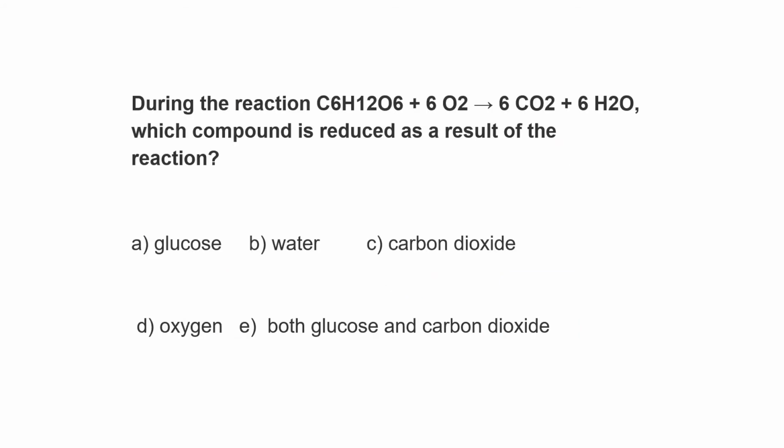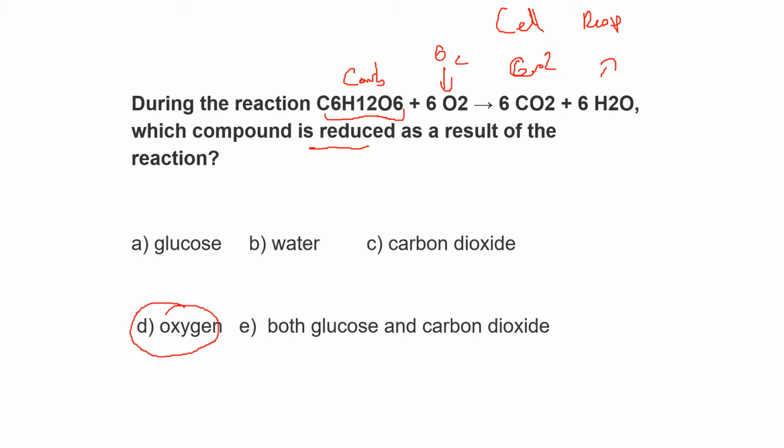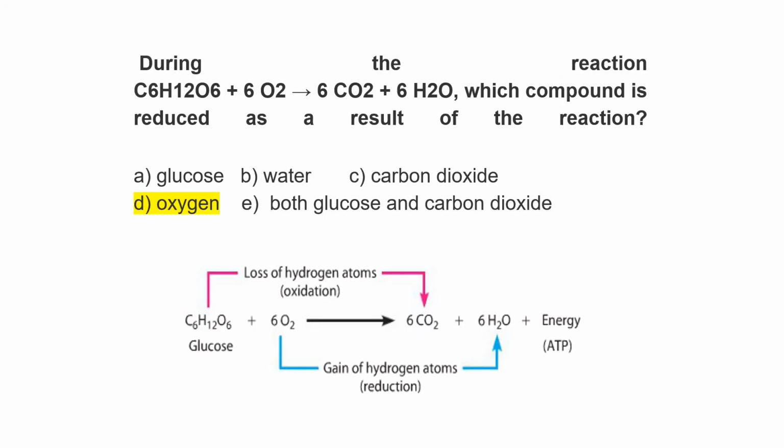So now this question: during this reaction, here you have carbohydrate, possibly glucose. Here you have oxygen. Here you release CO2 and water. So this is cellular respiration. And which compound is reduced? So this is very easy. We already did solve this question. The oxygen is being reduced because it's gaining electrons here. So as we said, oxygen is the right answer because here it's gaining the hydrogen atoms, the electrons.